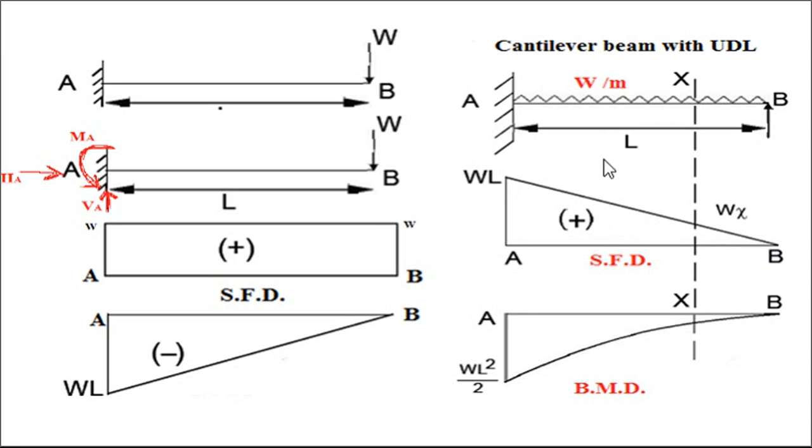Then it is UDL. Whenever there is a UDL, in SFD it must be an inclined line, and in BMD it must be a second degree parabola. This is a second degree curve, and this is a first degree curve.